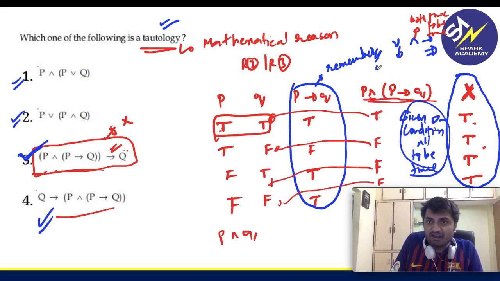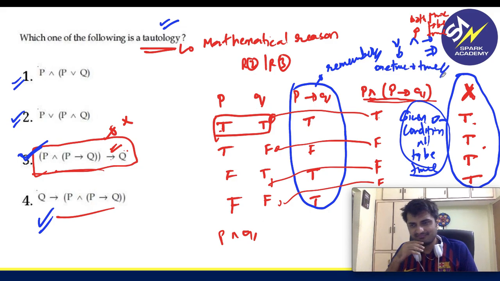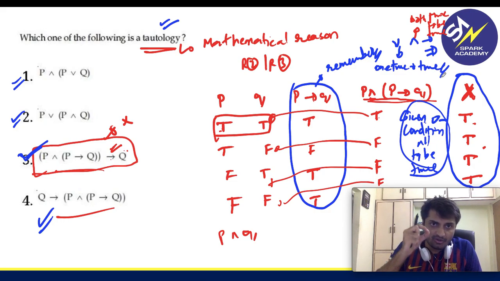Again, OR operator, one of them should be true. It will be true if one of them is true. So I've basically told you all the rules here. So this is how you do tautology, contradiction, or mathematical reasoning based questions.